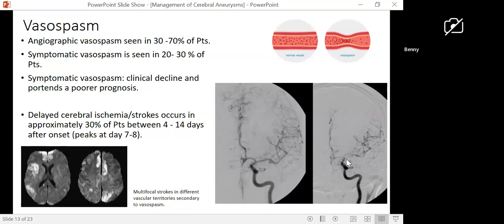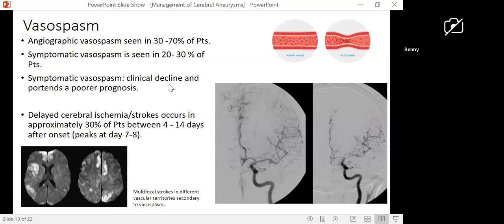You see that the caliber of the blood vessel will constrict significantly, which will decrease blood flow. And if you have narrowing of the blood vessel, decreasing blood flow, you can develop strokes. So vasospasm is a risk factor for stroke. So this can turn into this, where you see the bright spots, these are multifocal strokes throughout the patient's hemispheres on both sides. Here, here, here, here, everywhere. On the right side, in the front, on the top. What we call this is delayed cerebral ischemia, or strokes. This occurs about 30% of the time in patients between 4 to 14 days.